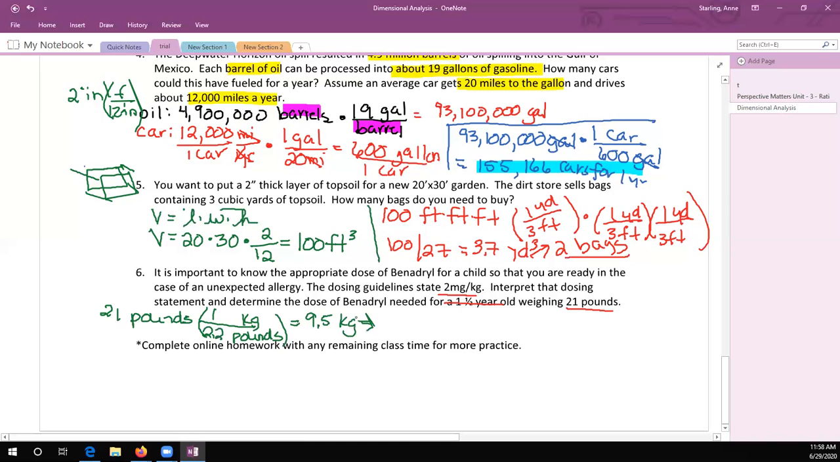So then next, the conversion is you get 2 milligrams per kilogram of weight, and the child weighs 9.5 kilograms. So you would give a total of 19 milligrams of Benadryl. All right, that is the end of dimensional analysis.